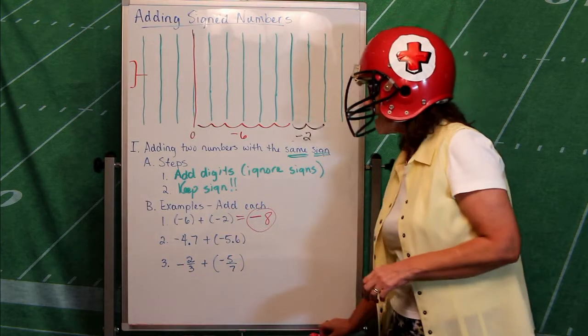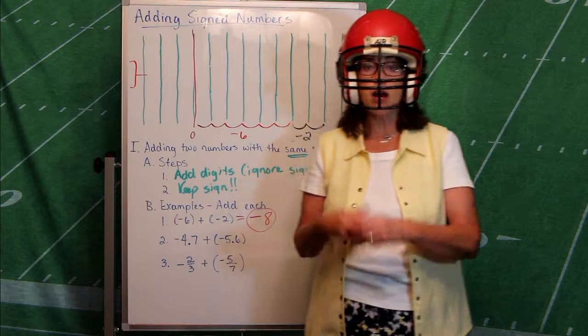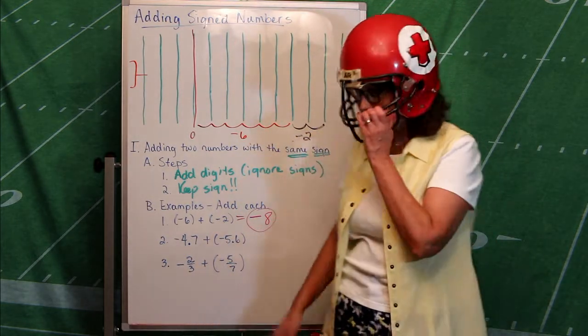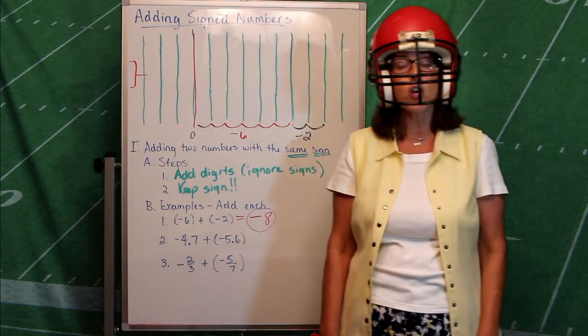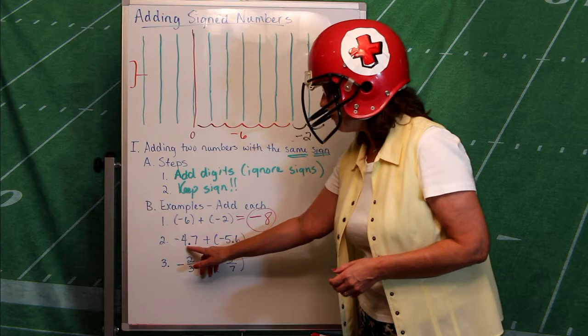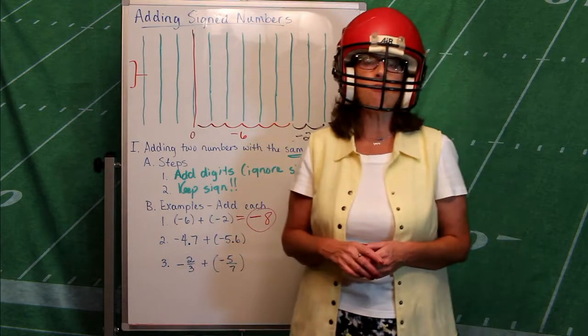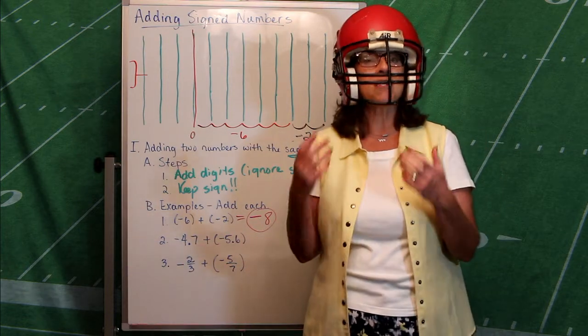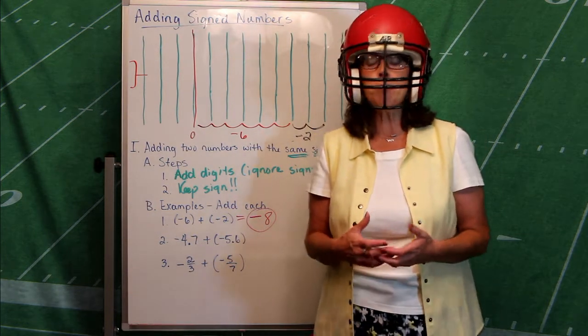So if that's the case, let's take a look at these next two examples. Now, frankly, on the football field, I don't want to have to deal with decimals of yards, and I certainly don't want to deal with fractions of yards. So let's utilize our rules then. So I've got a negative 4.7 plus a negative 5.6. According to my rules, remember, the signs are the same, so I'm going to keep that sign.